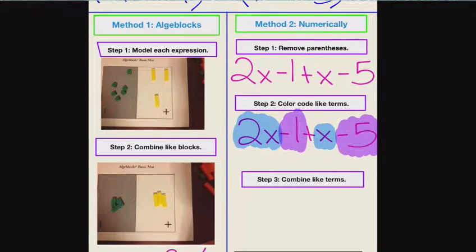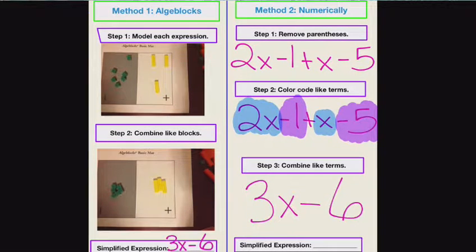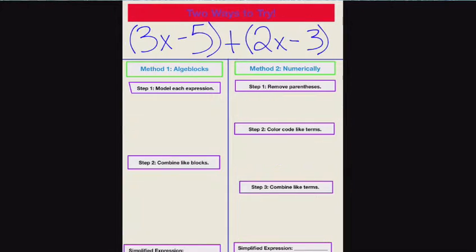All right, combine like terms. 2x plus a positive x gives us 3x. Minus 1 minus 5 gets us a total of minus 6. So numerically we can find that our simplified expression is 3x minus 6. So again, you can see that both ways we get the same final answer of 3x minus 6. Okay, let's go ahead and try another one.